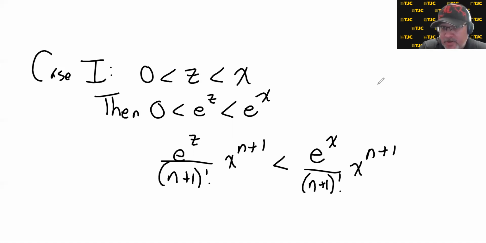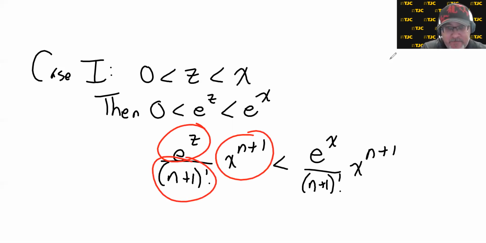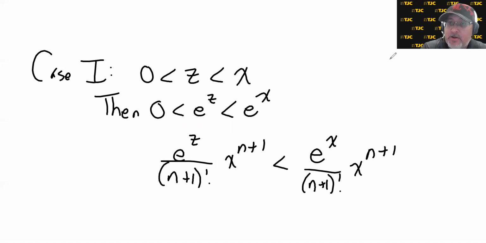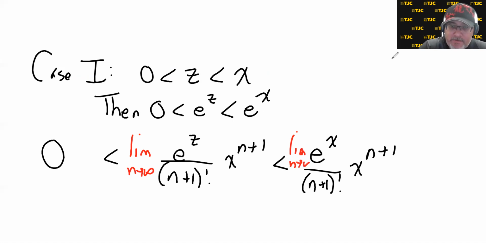But because we're considering the case where everything is positive, everything in this expression for the remainder is also positive, including the x to the n plus 1. So we know that all that is greater than 0. What we're doing is setting up the squeeze theorem, or the sandwich theorem, because now we take the limit of this as n approaches infinity. There's no need to take the limit over here because it's 0 and it's not changing, but we'll put it over there for the sake of consistency.